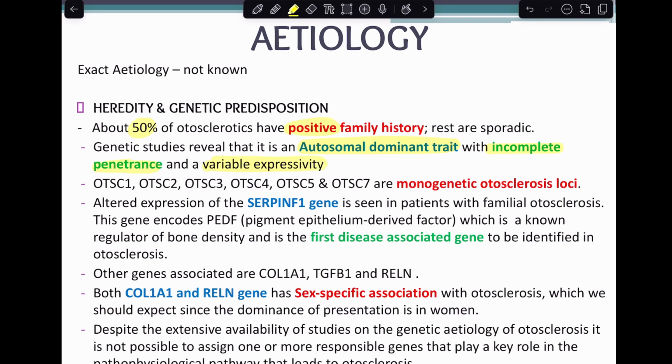Now, what are some genes that have been associated with otosclerosis? The first gene that was identified with otosclerosis is the SERPINF1 gene.